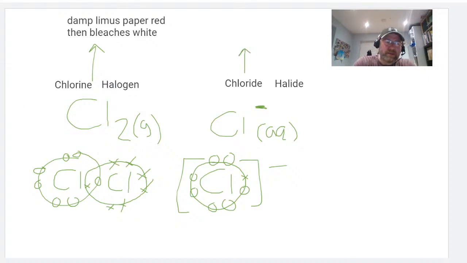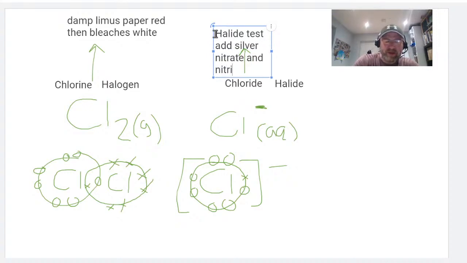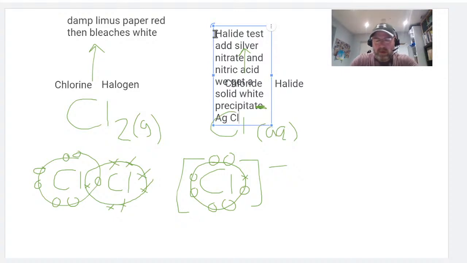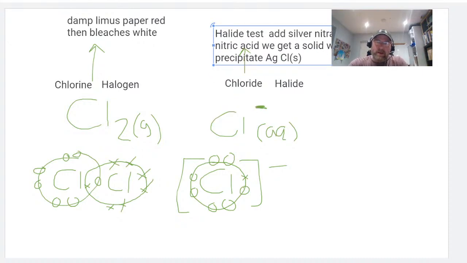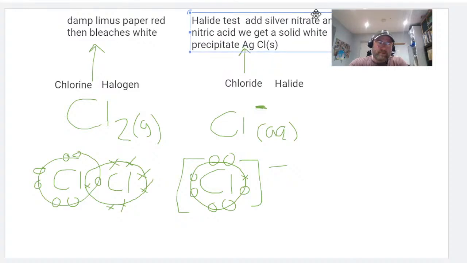Chloride ions, we do the halide test. The test for halides, we add silver nitrate and nitric acid. We get a solid white precipitate of AgCl with an (s). So they're two different things.